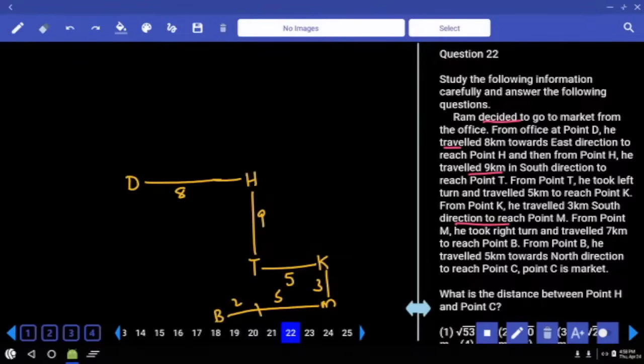From B, he traveled 5 kilometers north to reach C. 5 kilometers north means up to here, this is 3, 3 plus 2, 5, to reach point C. And C is the market.